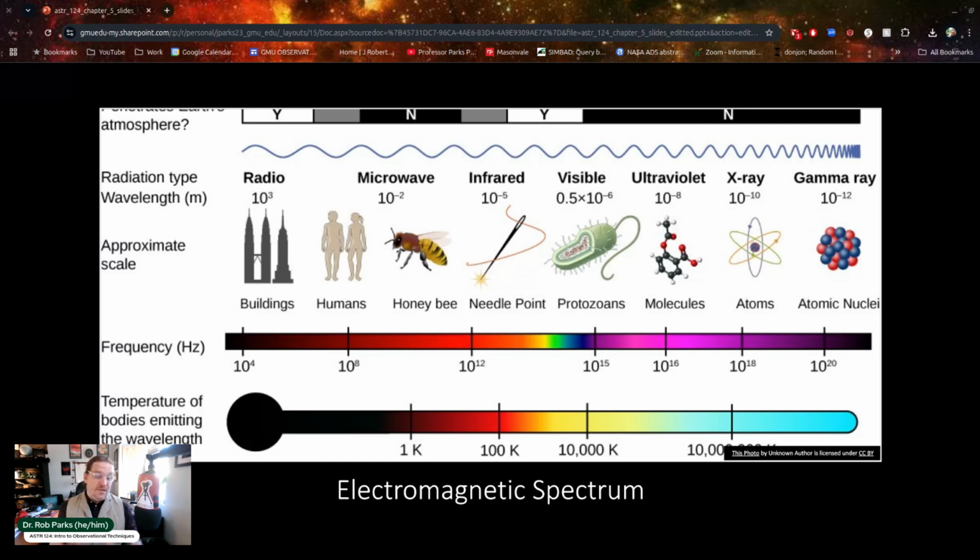For example, thankfully, because these things would kill us, the atmosphere blocks out ultraviolet, X-ray, and gamma ray pretty effectively, meaning that if you are interested in looking at something in those regimes, you have to go above the Earth's atmosphere and into space. Now, why would you be interested in looking at those regimes? Because the other thing that is traced here, as I said before, is energy.